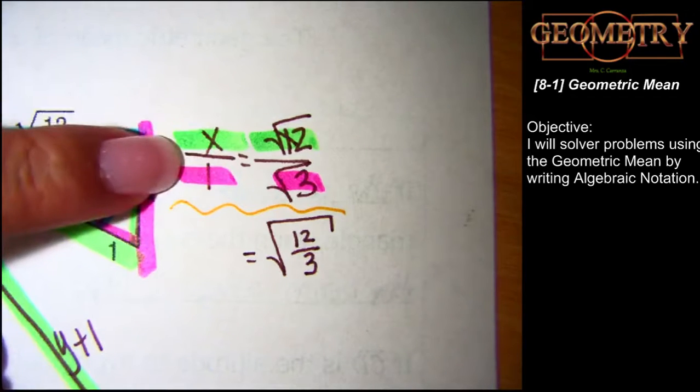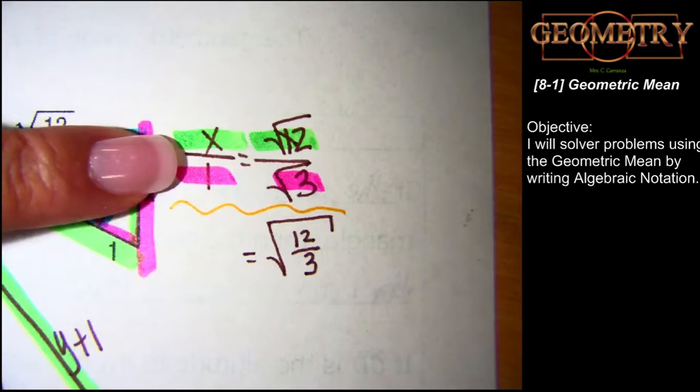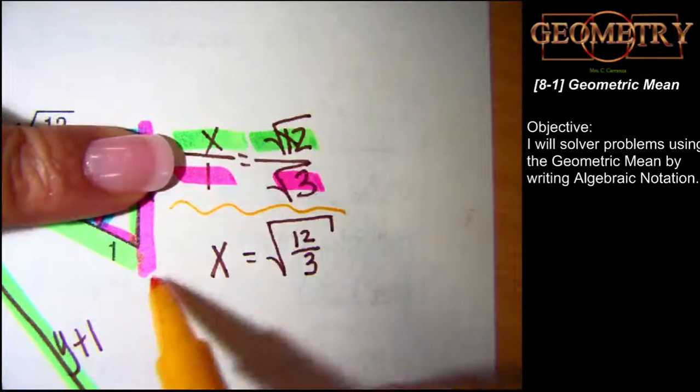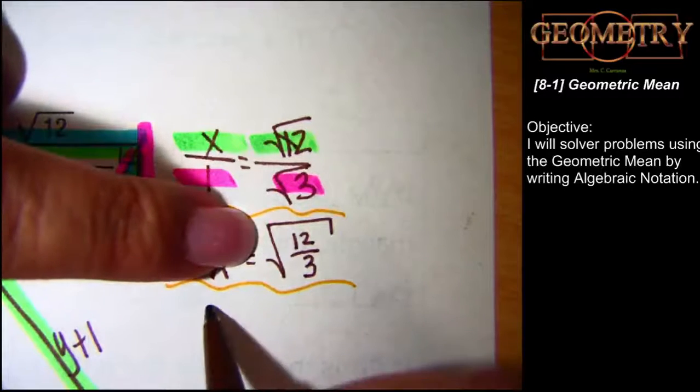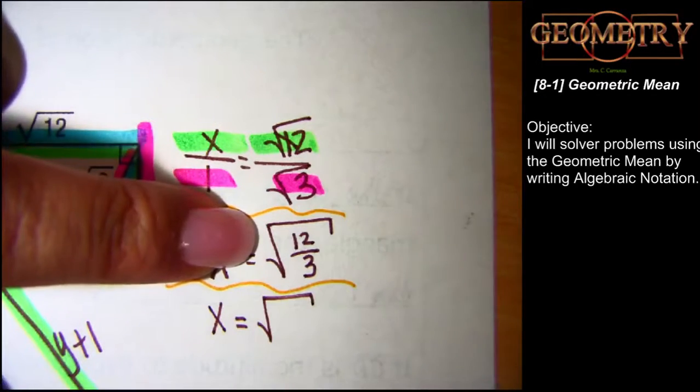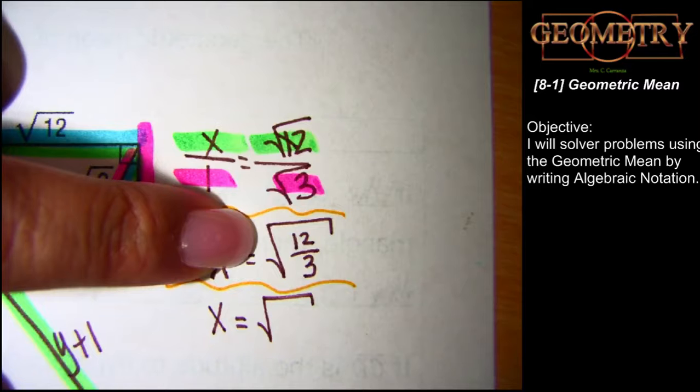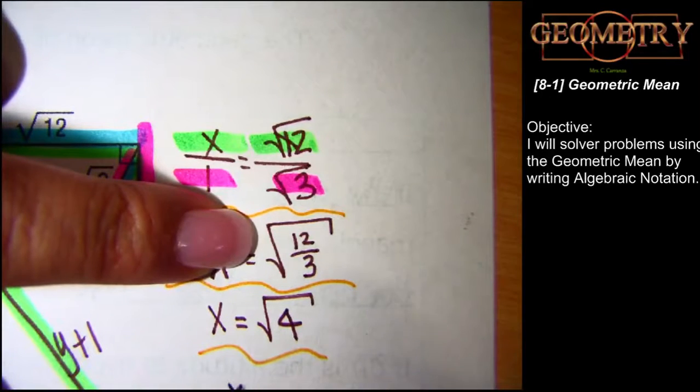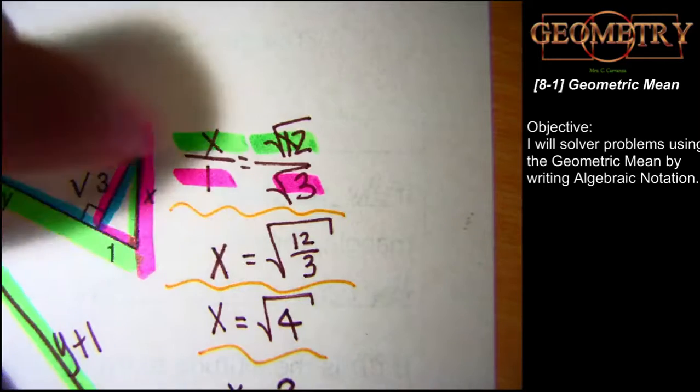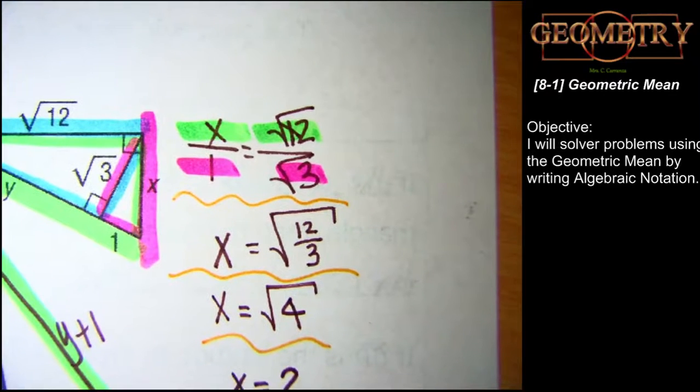Now, this is x over 1. Do I need to keep writing x over 1? No, what could I write? Just x, okay. All right, now if I look inside of this radical, 12 divided by 3 is 4. I know where your brain went. And the square root of 4 is 2, which is where his brain went. Easy, yes? All right, so now let's try to find y.